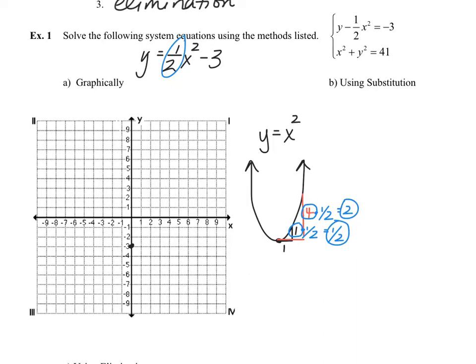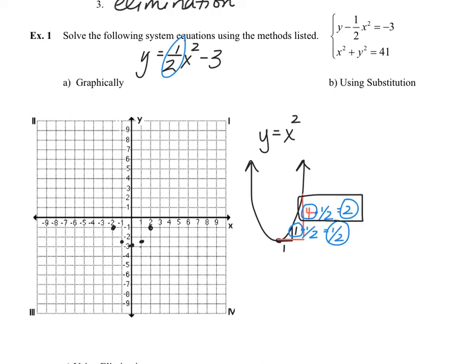Starting at our vertex, which is 0, -3, I'm going to travel right 1 and up 1/2. And I'll do the same left 1 and up 1/2 from the vertex. Again, from the vertex, I'm going to travel right 2. But I'm going to go up. Normally it would be up 4 because that would be 2 squared. But half of 4 is 2. So we're going to go up 2 and plot our point there. And same thing, left 2 from the vertex and up 2 and plot my next point there.